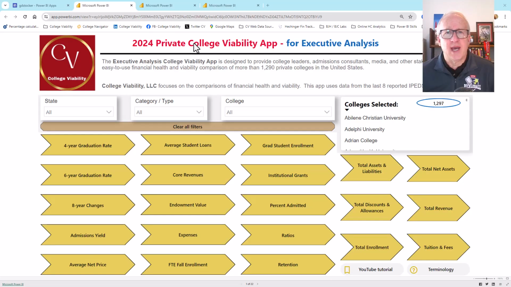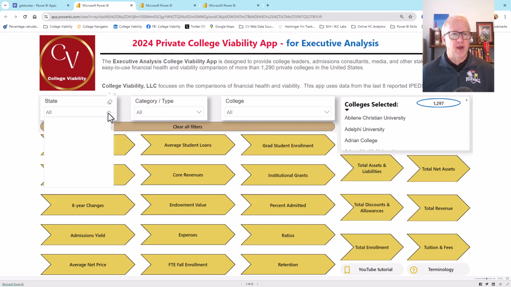So I mentioned when we got started that there are 3 versions of the app. The one you see in front of you is the one for executive analysis. It's for college leaders, board members, those kind of folks. And it has 30-plus reports. Now, there's not 30 links here; some of these links have more than one report. In addition, there is an 8-year changes report and a ratios report that has multiple reports on one page. But the navigation is pretty straightforward, and you can see there's almost 1,300 private colleges in the database.